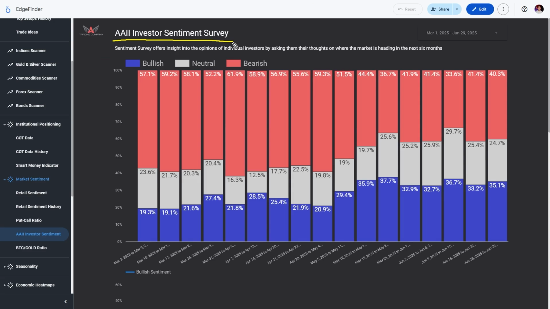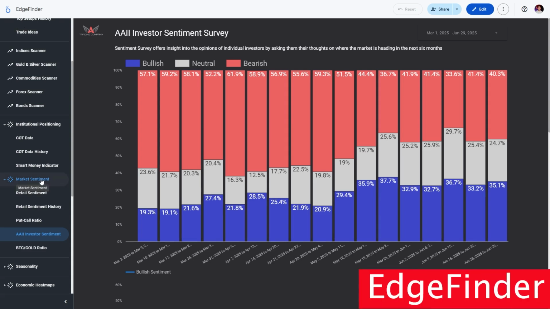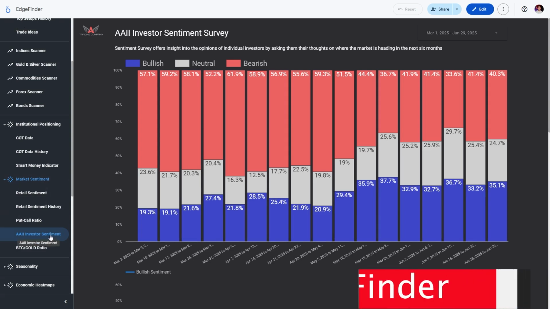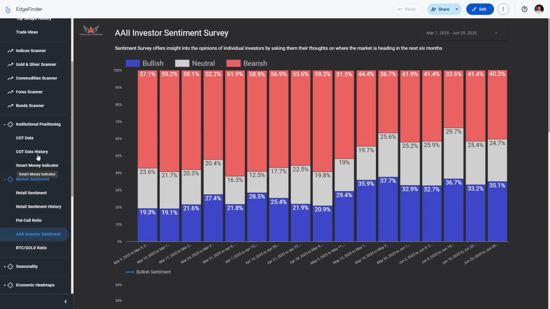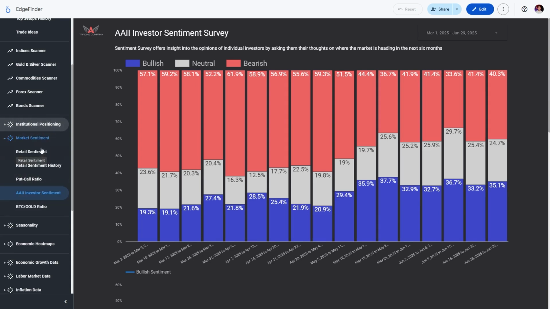Now, this is specifically an indicator that is very useful for traders who are interested in trading individual stocks, indices, options, etc. As we hover over this, you'll see that the tool that I'm using is called the Edge Finder, and under Market Sentiment, we have a tab titled AAII Investor Sentiment Survey alongside many other sentiment tools available within our program.